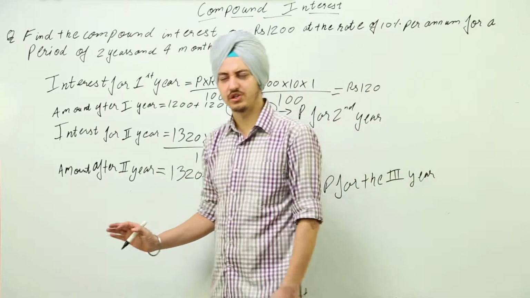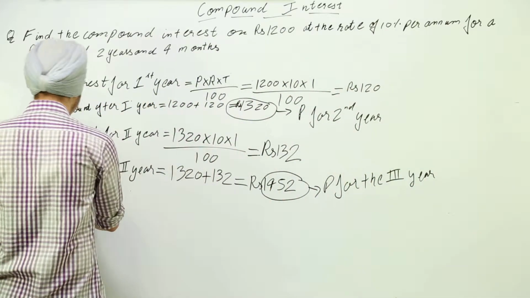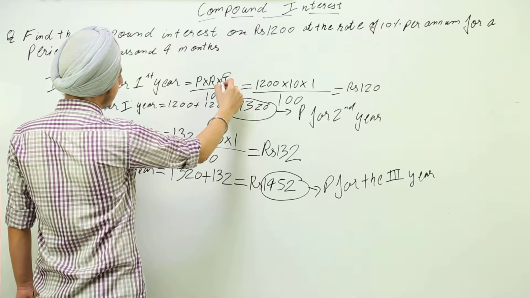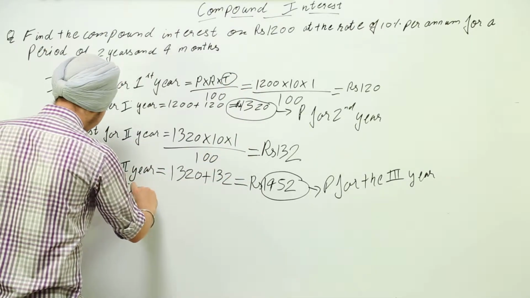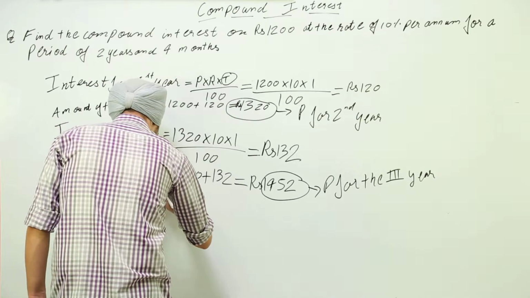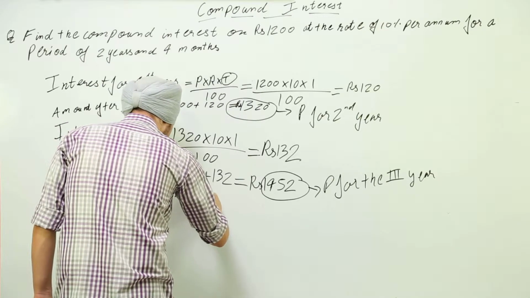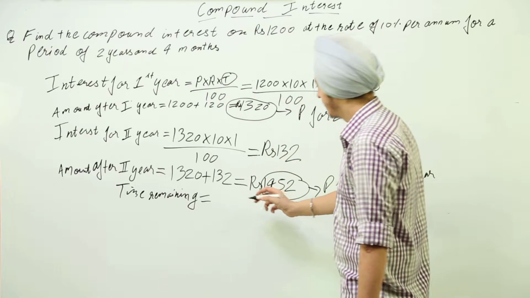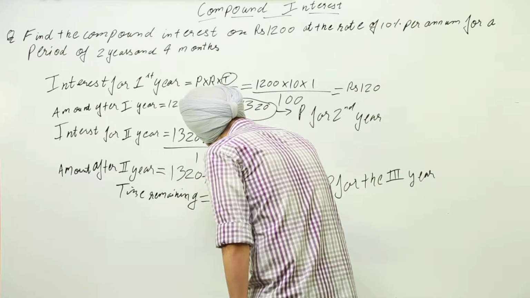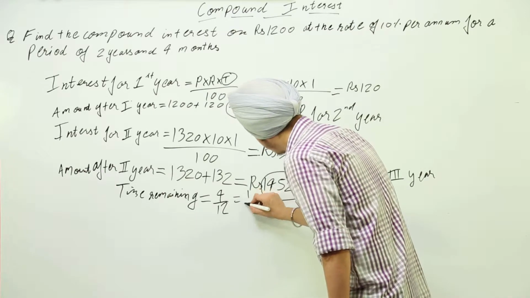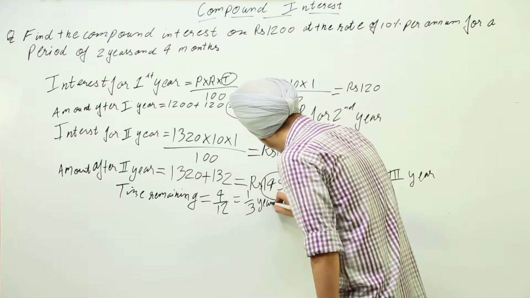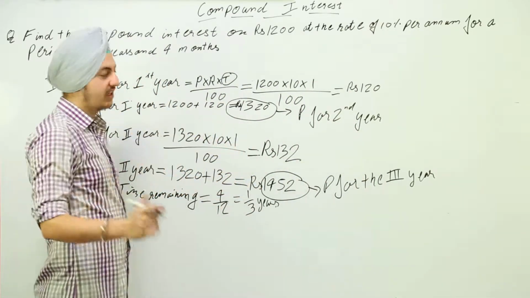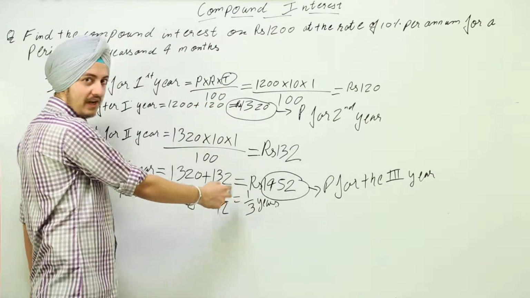Now if this is the principal for the third year, we have the interest. Now the time remaining is less than 1 year, right? So where we put time, how would we find out time? So the time remaining is equal to 4 months. That is 4 upon 12 years, we could say, or we can also say this, it is 1 by 3 years. Now we have to calculate the interest for 1 upon 3 years. So in the formula where we have to put time, we will put 1 by 3.